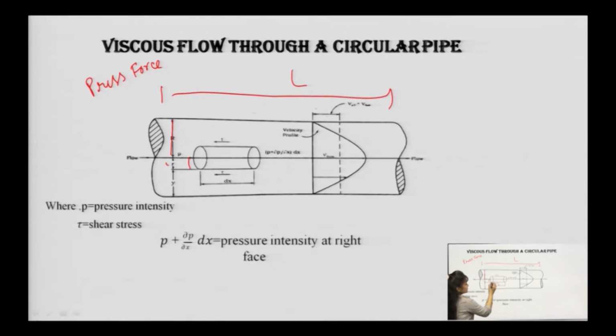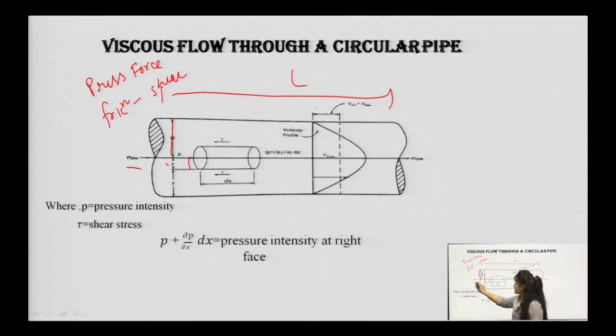and the frictional force due to shear. The direction of shear force, or frictional force, will be opposite to the direction of flow. So if the flow is moving from this direction to this one, then the application of shear stress or frictional force will be opposite to it. The pressure force is always equal and opposite.